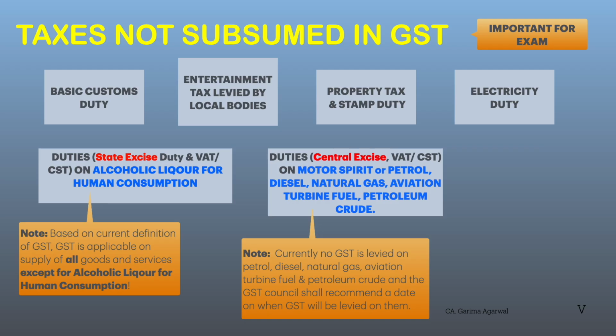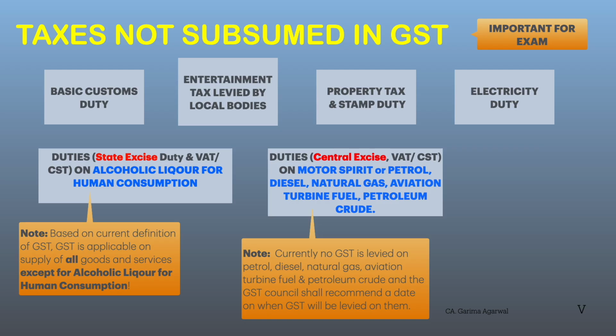Then duties of central excise, VAT, CST on motor spirit or petrol, diesel, natural gas, aviation turbine fuel and petroleum crude, these 5 types of fuels are still there. Currently, no GST is levied on petrol, diesel, natural gas, aviation turbine fuel and petroleum crude, and the GST Council shall recommend a date on when GST will be levied on them.